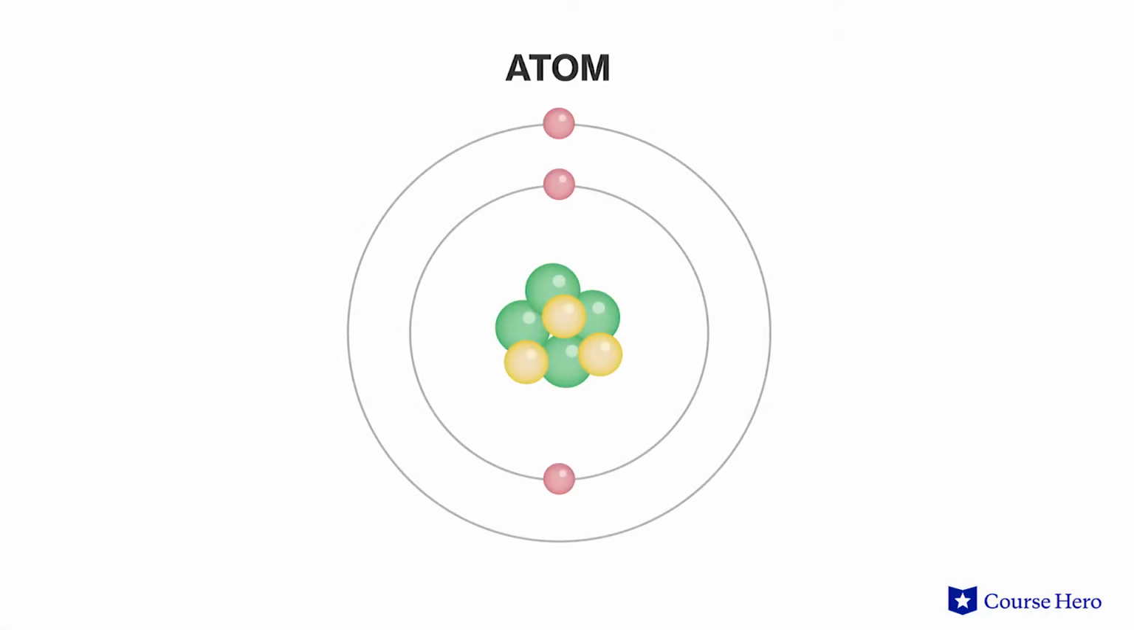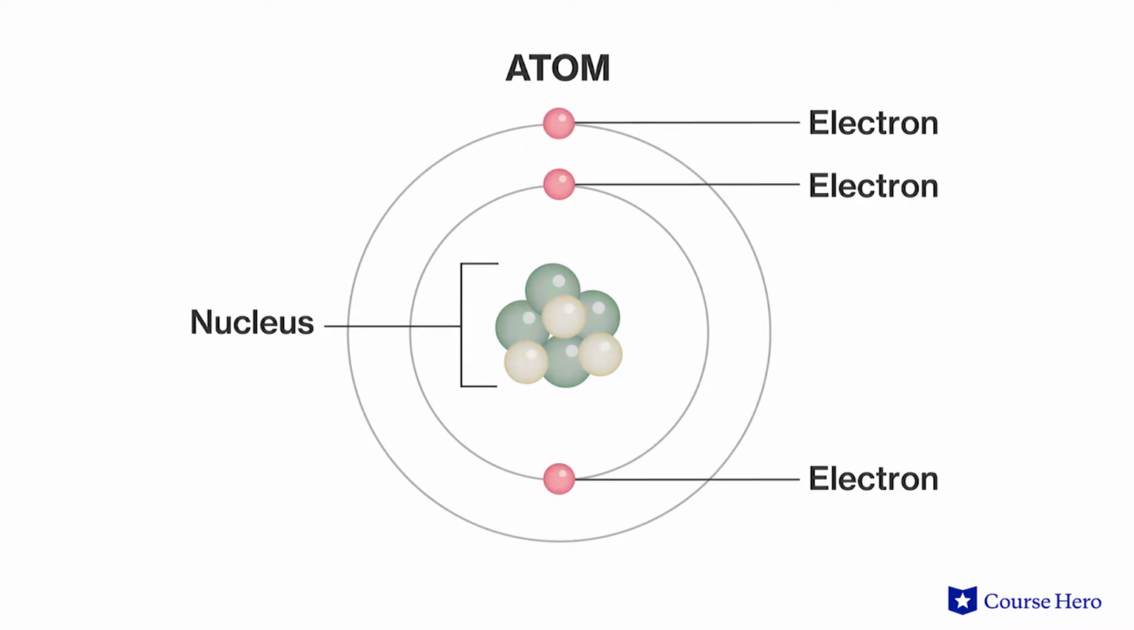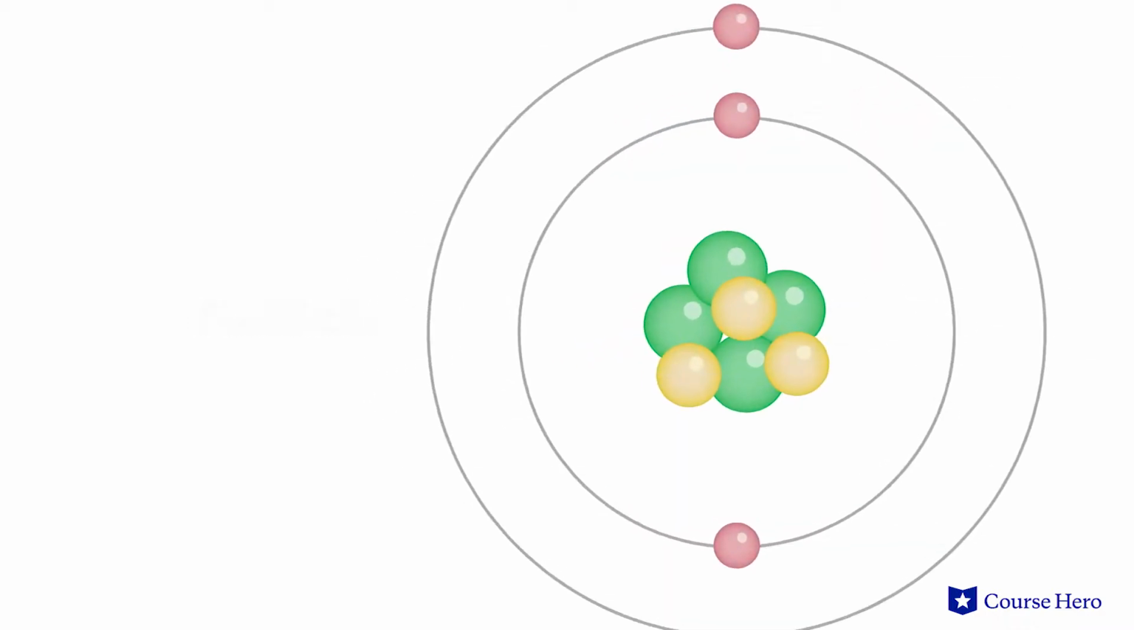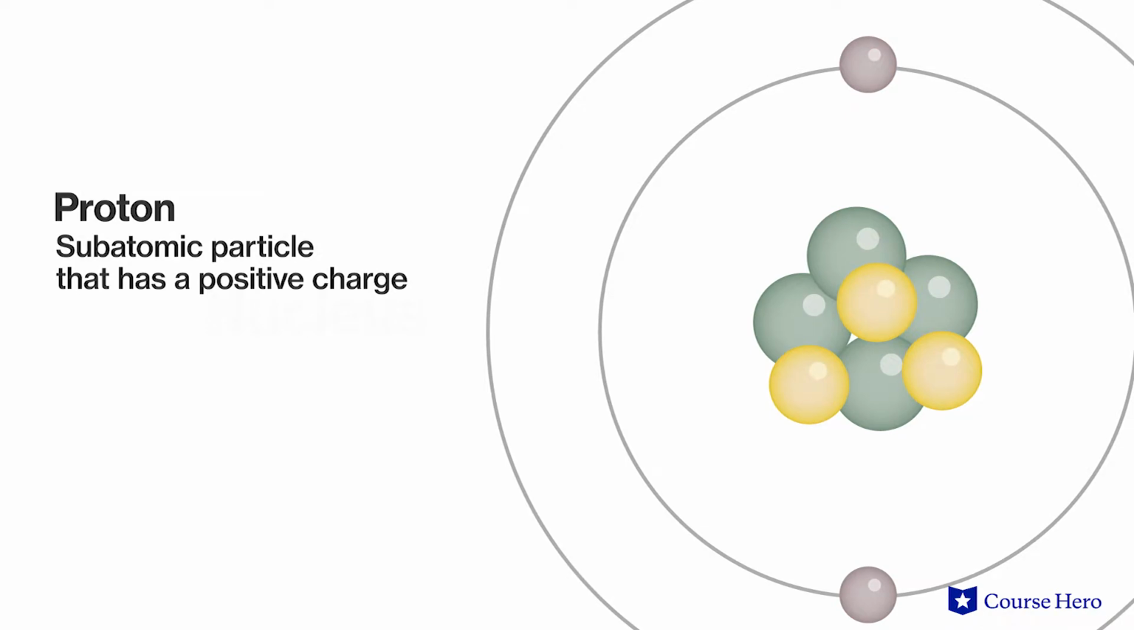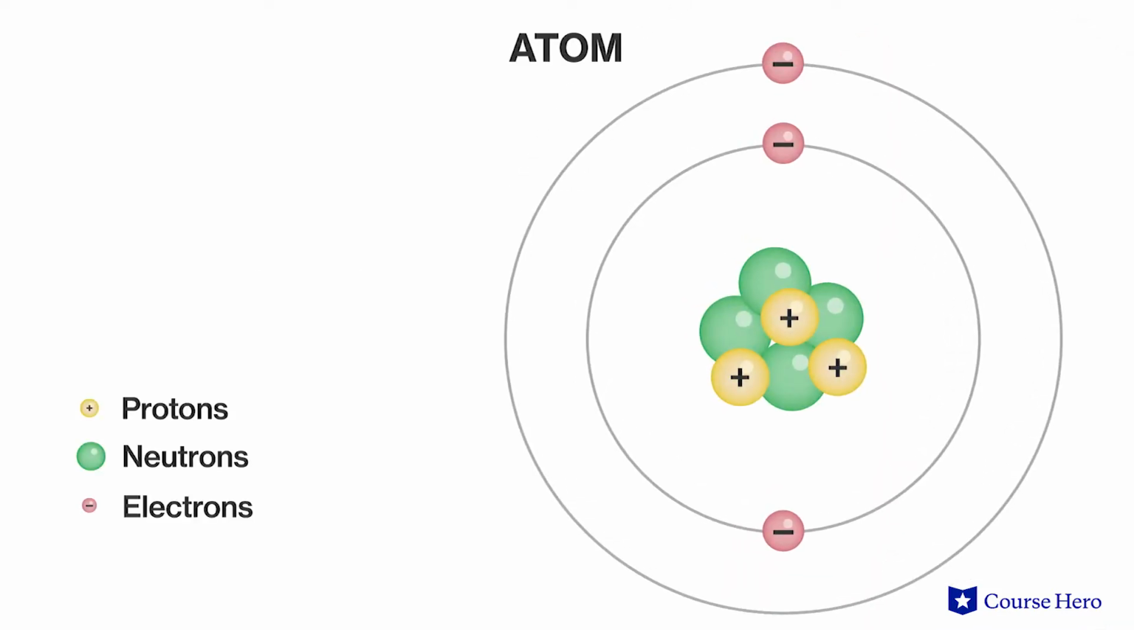All atoms consist of an atomic nucleus and an outer region containing electrons. The atomic nucleus is the core of an atom, and it contains protons and neutrons. A proton is a subatomic particle that has a positive charge. A neutron is a subatomic particle that has no charge, and electrons are subatomic particles that are negatively charged. Electrons move in orbitals or rings around the atomic nucleus.